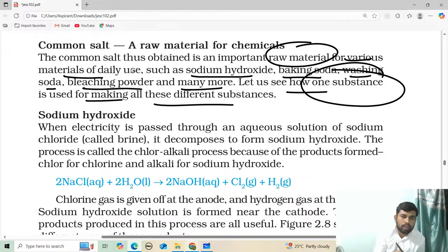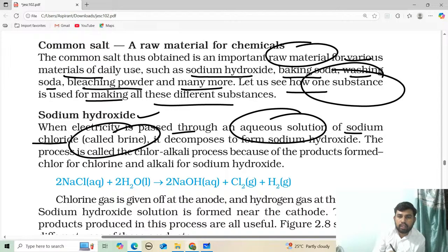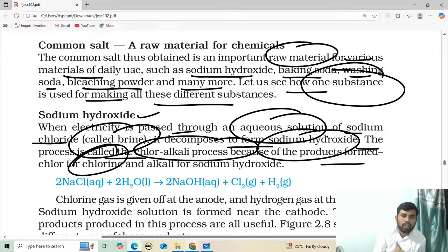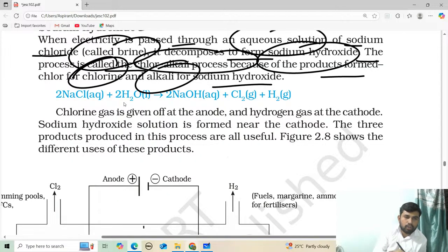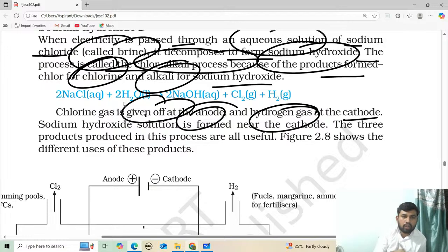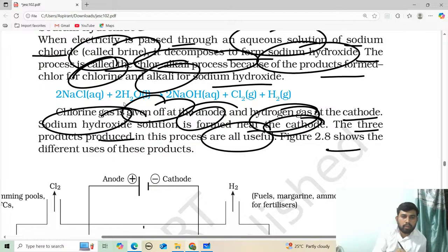Okay, so sodium hydroxide. When electricity is passed through the aqueous solution of sodium chloride, called brine, it decomposes to form sodium hydroxide, and the process is called the chloralkali process because the products are chlorine and alkali, that is sodium hydroxide. Chlorine gas is given off at the anode and hydrogen gas at the cathode. Sodium hydroxide solution is formed near the cathode. The three products produced in this process are useful. Figure 2.8 is given.